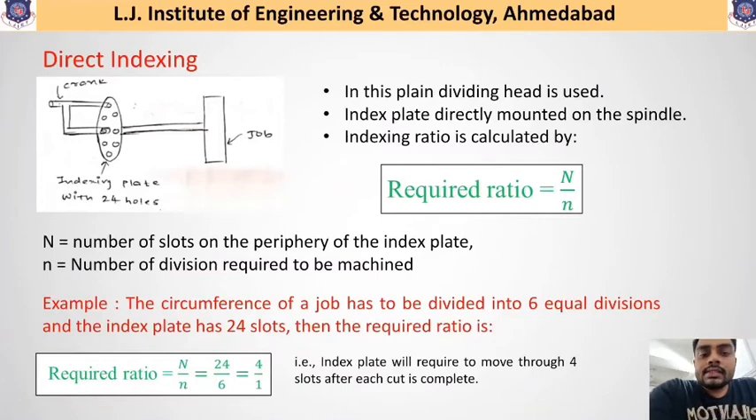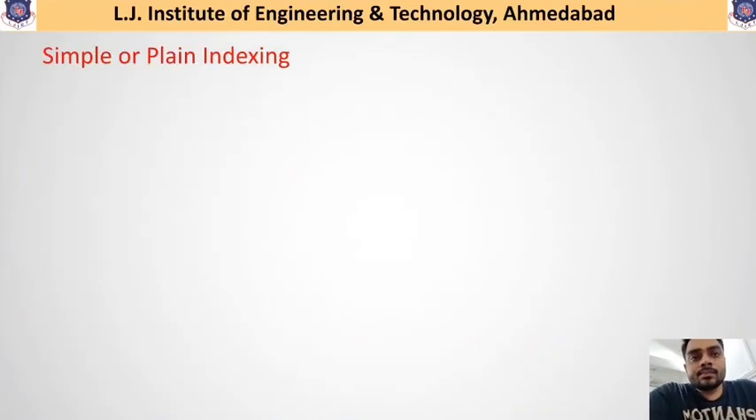Now we will see another method, that is simple or plain indexing. So where will this method be helpful? As we know, in the normal direct indexing method, one can generate only up to 24 equal divisions on the workpiece. So now if one wants to generate more than 24 holes or slots on the workpiece, or any other number of divisions, they are to be generated by using the universal dividing head.